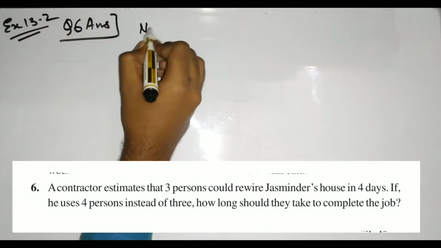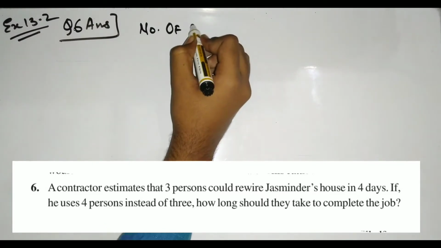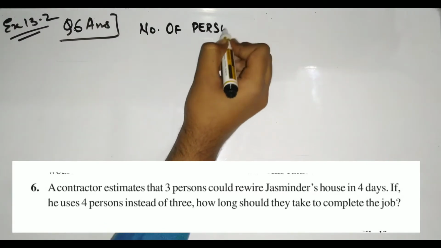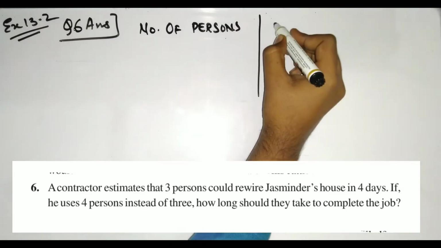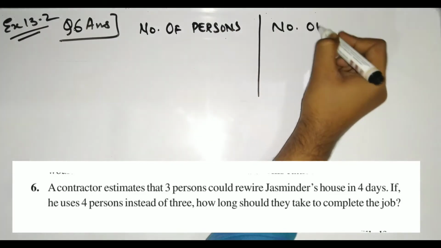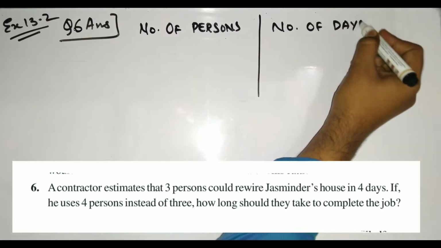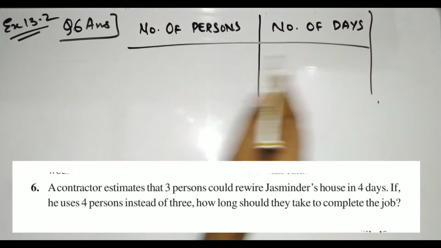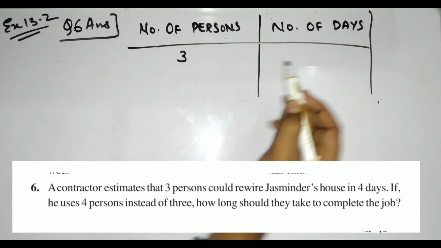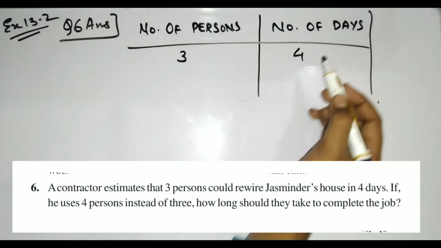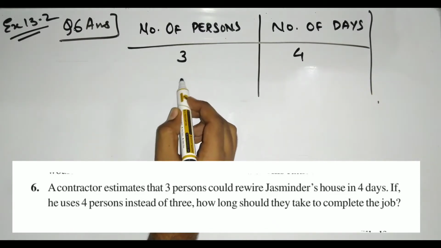So again, the number of persons and the number of days they will take. This is a job. So again, if the number of persons is increasing, the number of days will get reduced. Therefore, we can rightly say that it is inverse proportion.